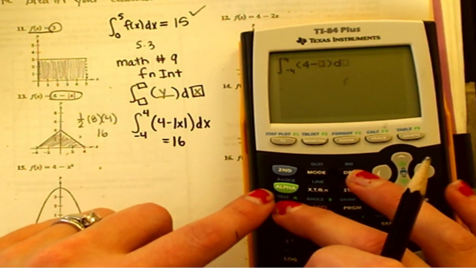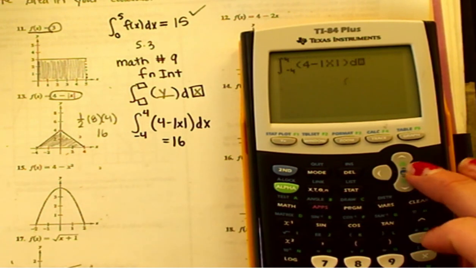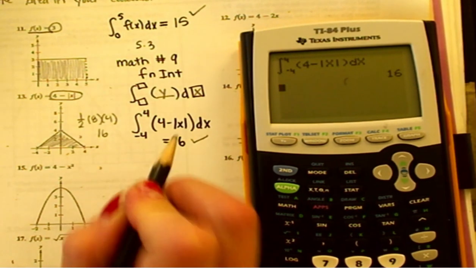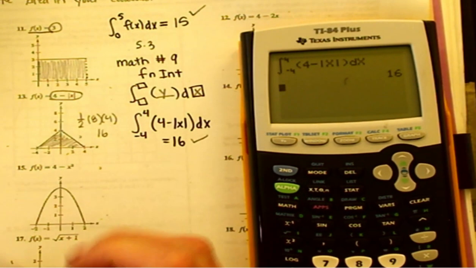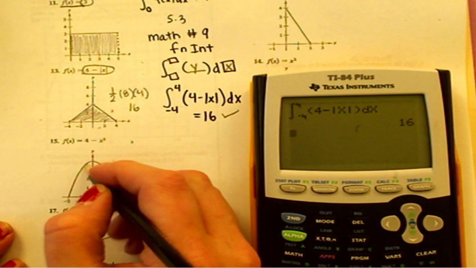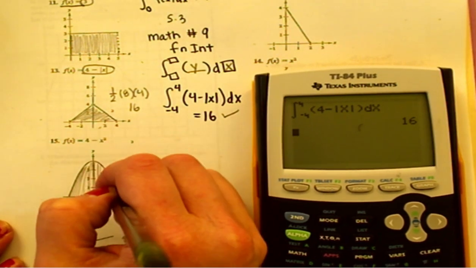Four minus absolute value of x. Check, they are the same. Okay, this next one. So this one is curved. So that's going to be a little trickier.